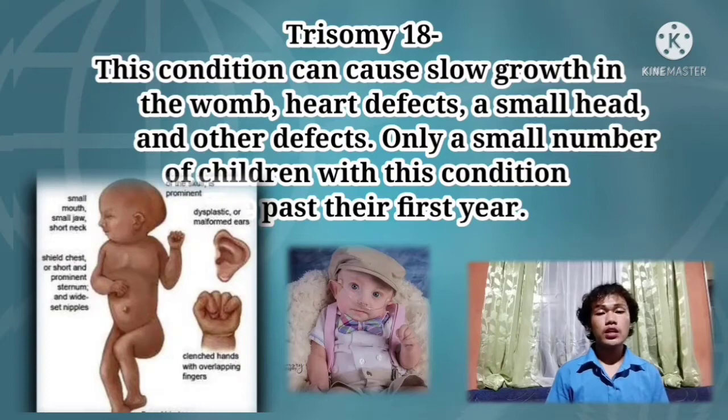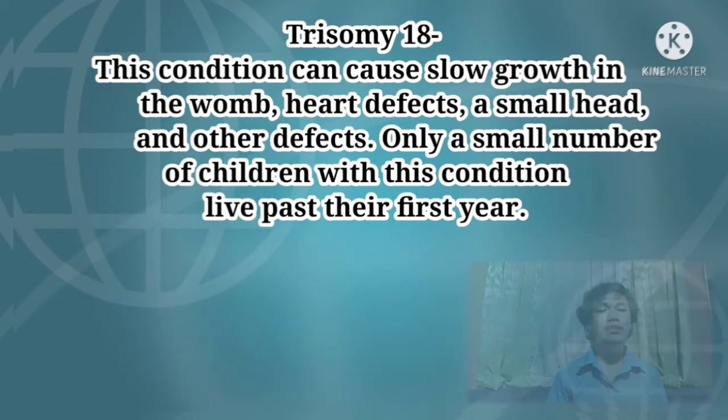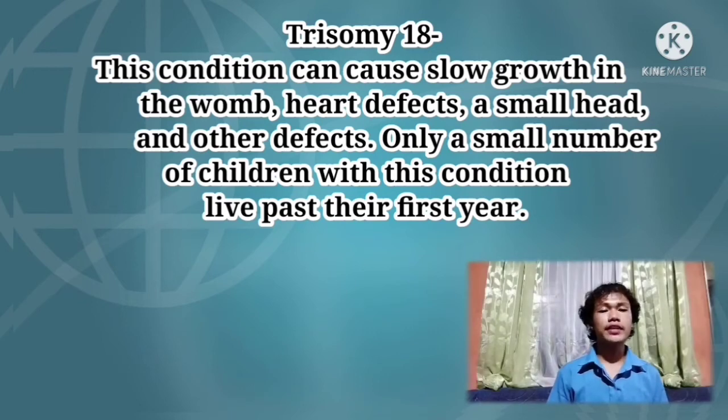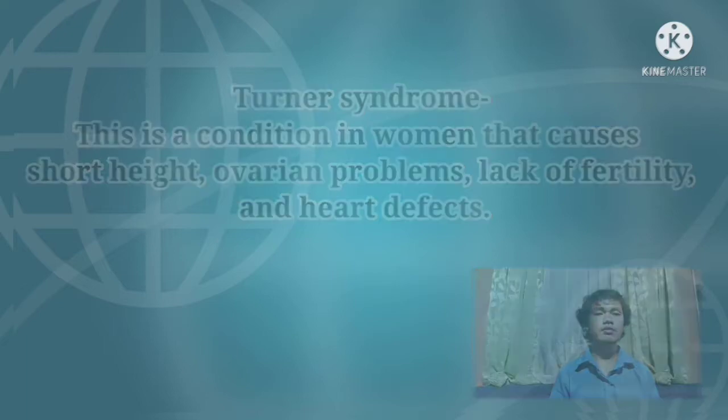Trisomy 18. This condition can cause slow growth in the womb, heart defects, a small head, and other defects. Only a small number of children with this condition live past their first year. Turner syndrome. This is a condition in women that causes short stature, ovarian problems, lack of fertility, and heart defects.